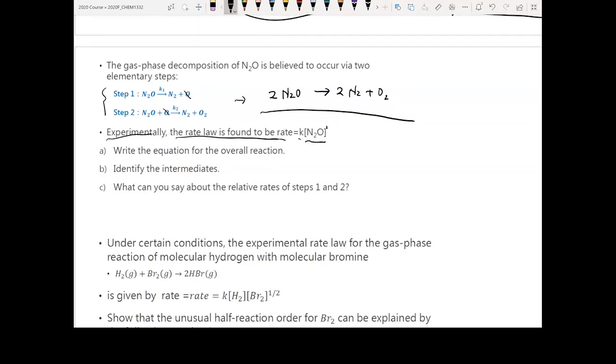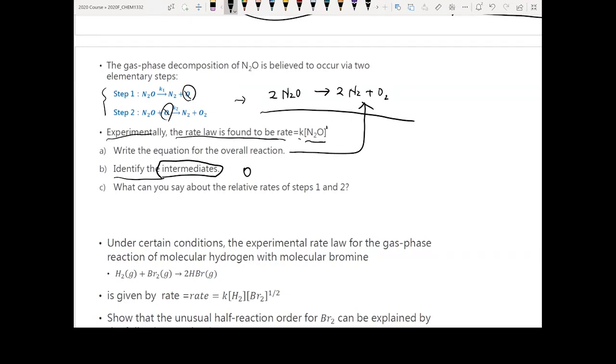And then you say experimentally the rate law is found to be rate equals K times N2O to the first power. That's the first question: write down the equation of the overall reaction. We know this is the overall equation and it's balanced already. There's nothing else we need to do. Identify the intermediates. So what is the intermediate? It's the thing that cancels out. So the intermediate is just O.